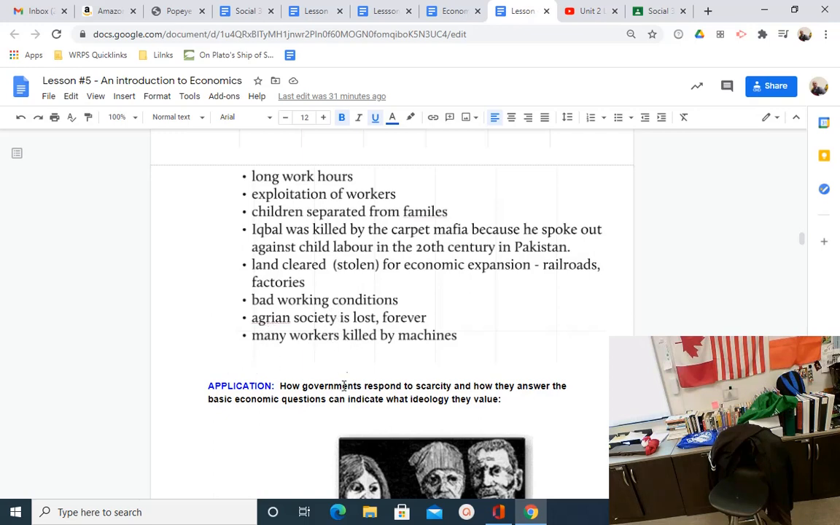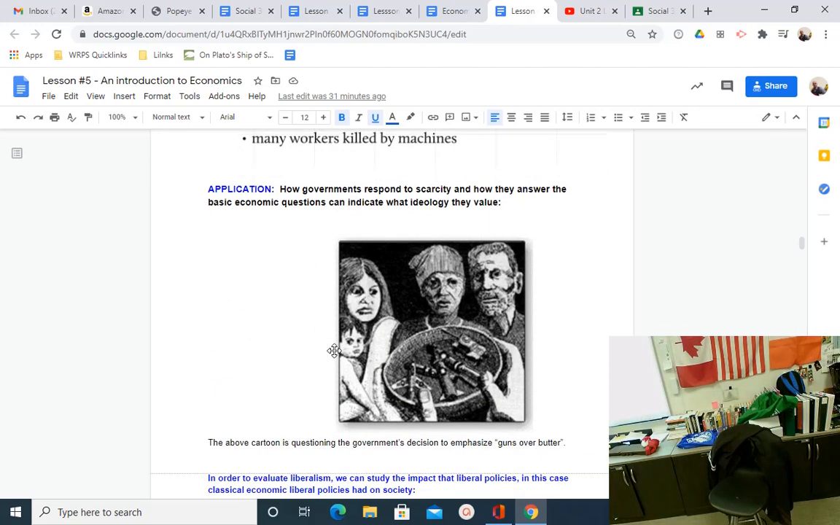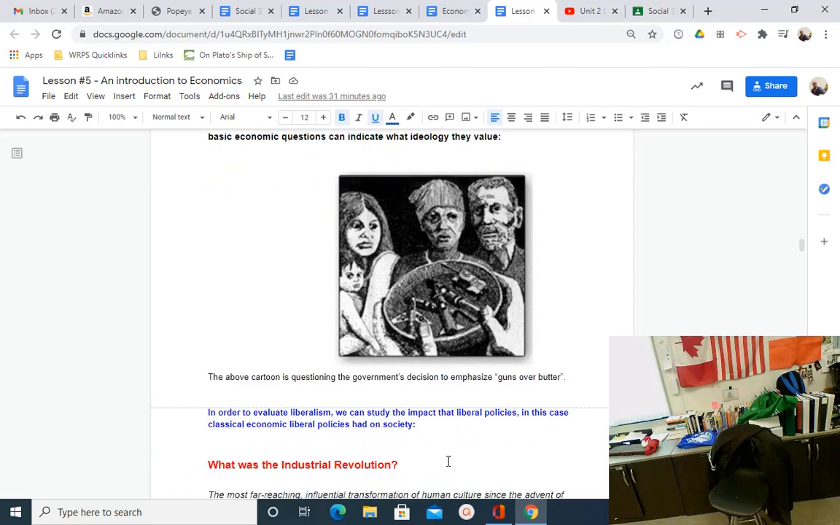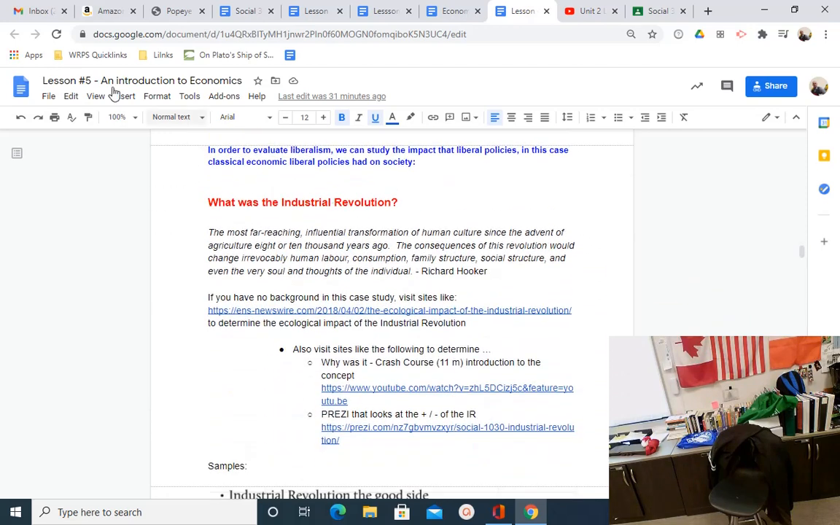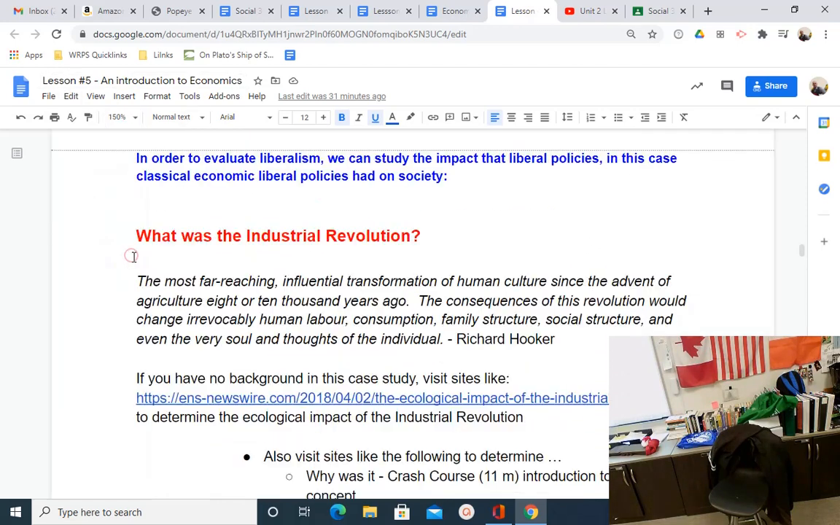But we still have things being lost, like the agrarian society is lost forever. And we had this cartoon that you may remember from the quiz. So what was the Industrial Revolution? There's the Hooker quote in your notes there. So it's on page 119 of the textbook. It's in the notes in lesson 5. So you don't necessarily have to copy it down, but when you're thinking about economics and the transformative power of economics, I think he really captures a lot to think about there. Change our very soul, thoughts of the individual.